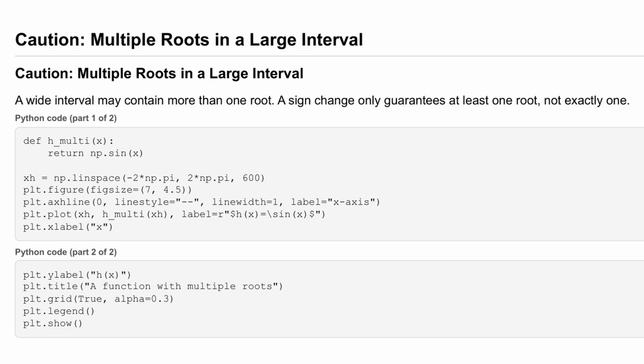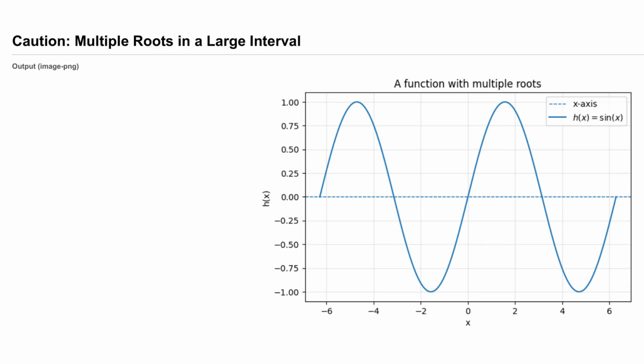Another challenge arises when an interval contains multiple roots. For a trigonometric function like sine, a wide interval might contain several zeros. A sign change only guarantees that at least one root exists, not that there is only one. This plot of the sine function illustrates the point. If we chose a bracket from -6 to 6, we would find a sign change, but we would also be skipping over several other roots in between.